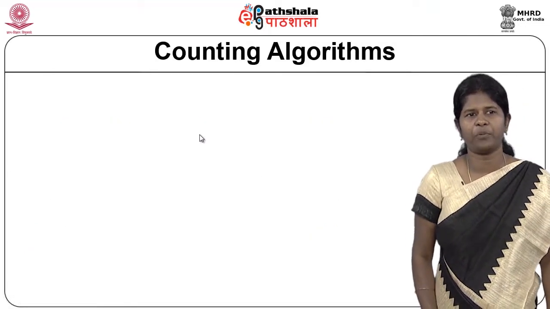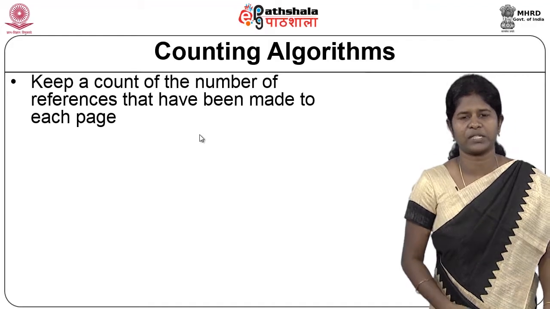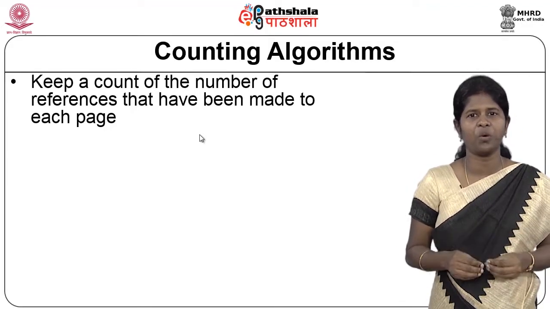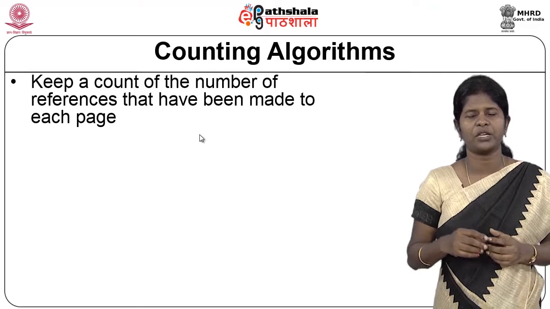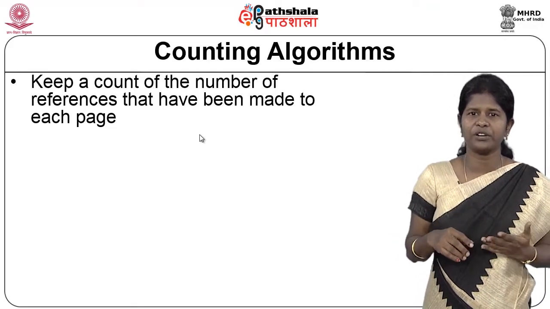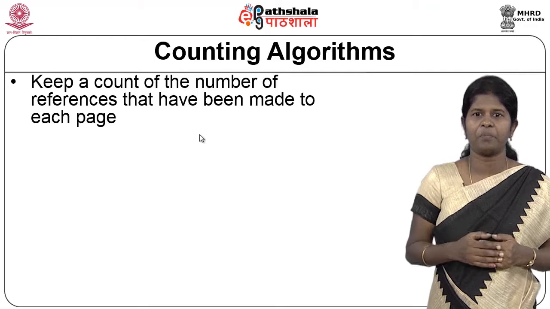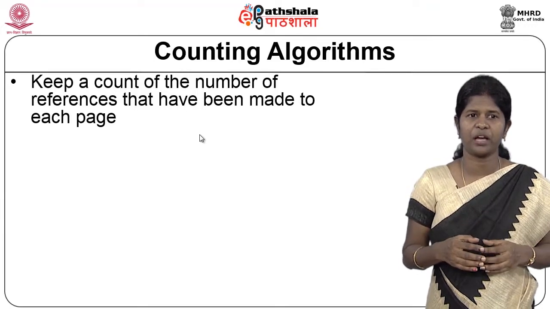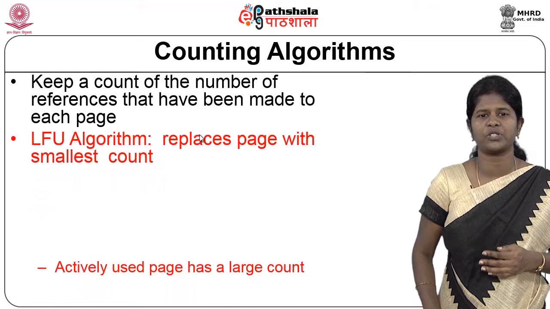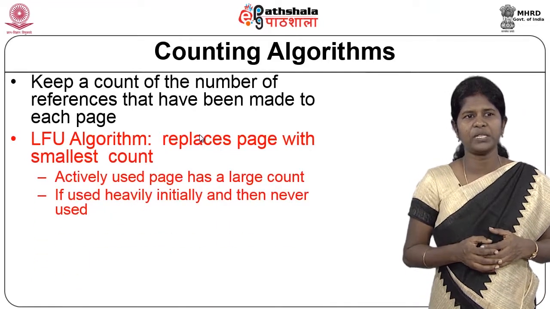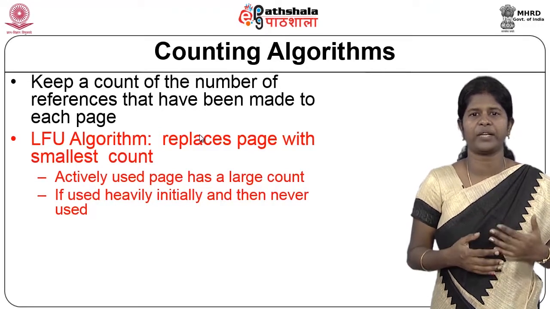And then you have a number of algorithms called the counting algorithms. In counting algorithms, what is done? You maintain a count of the number of times references have been made to a page. So, along with a page, you maintain a counter. In the case of least recently used, we just check whether it was recently used or not. But here in counting algorithms, you need to check how many times it has been used. So, based on the count of the times the page was used, we have 2 algorithms. One is the least frequently used algorithm and the other is the most frequently used algorithm.